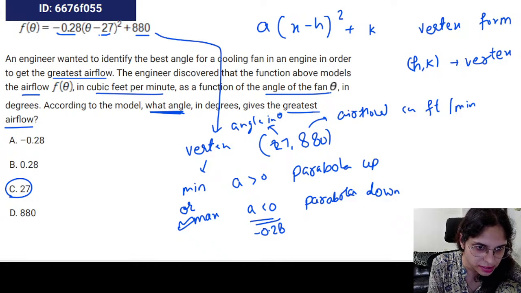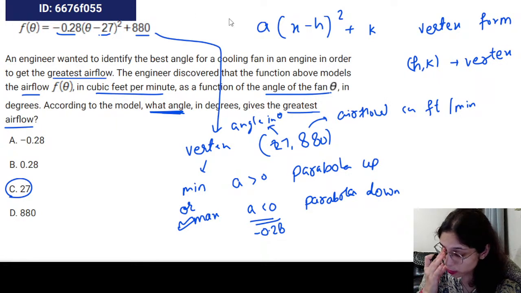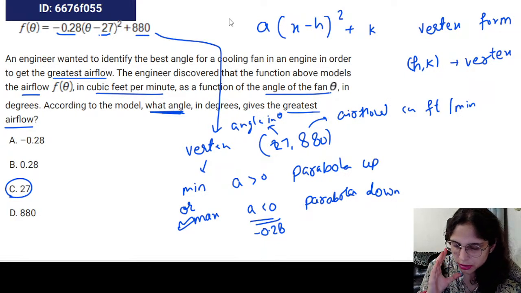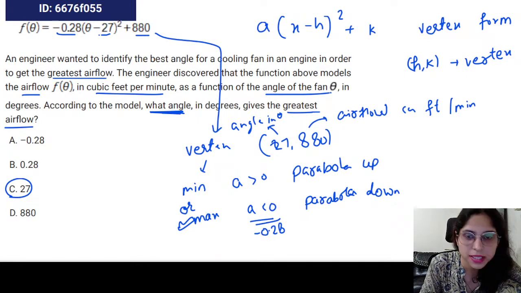So after 67, the next question is question number 80. I hope this was clear. I'm also telling you there are 3 different forms: standard form, vertex form, and factored form. Vertex form always gives you the maximum or the minimum, because there are those kinds of questions in Khan Academy. Question number 80.